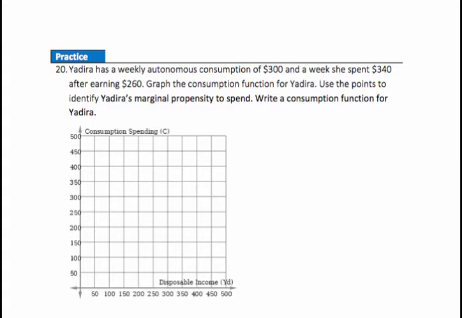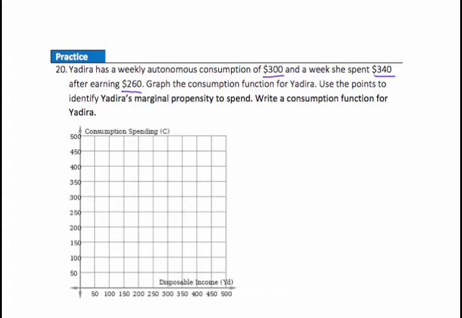Go ahead and pause your video player now and answer this practice question 20. When you're done, hit play to see how you did. Question 20. Yadira has a weekly autonomous consumption of $300 and a week where she spent $340 after earning $260. Graph the consumption function for Yadira. Use the points to identify Yadira's marginal propensity to spend, and then finally write the consumption function for Yadira.